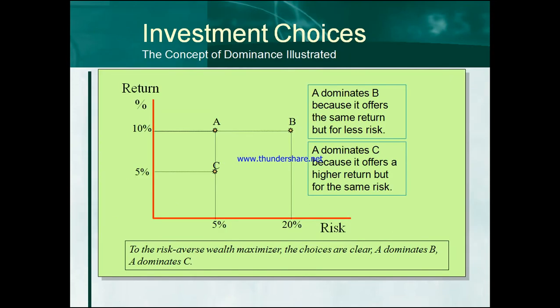Look at this one, investment choices. How do we choose between different investment alternatives? The concept of dominance illustrates this. Here, this one is investment A and this one is investment B. We have two investments, A and B. So how do we choose, given the risk and given the returns? A dominates B because it offers the same return but for less risk.